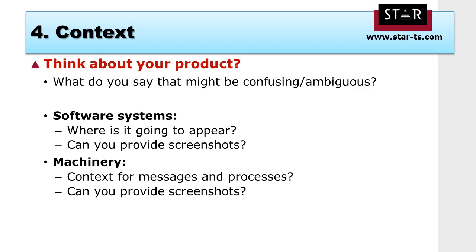If you've got machinery, for example, where a message is appearing, you might have a lot of short messages, especially on user interfaces or machine interfaces, because of the LED displays and some of the low resolution displays. They don't have a lot of room for text, so text can be quite short and often abbreviated. So sometimes we need to see where the text is going to be.